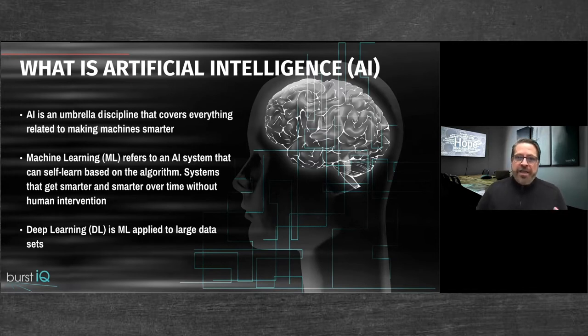So again, AI fundamentally makes machines smarter and allows them to learn over time. Machine learning, and deep learning in reference to this term, is really machine learning applied to large data sets. But again, we're going to talk a little bit about this notion of edge and micro AIs and how you combine those things into one broader system.